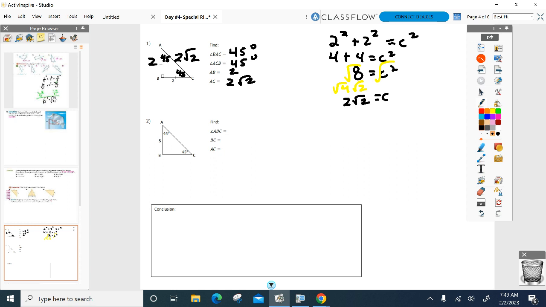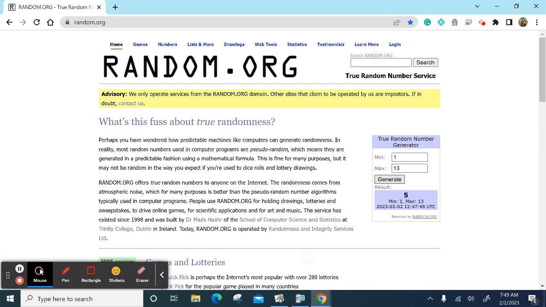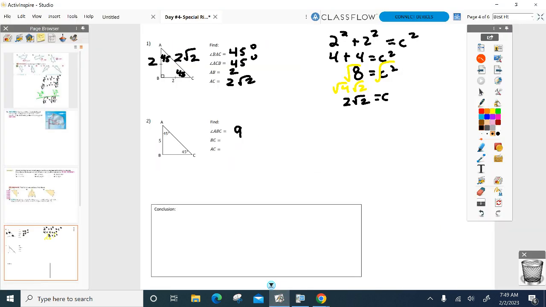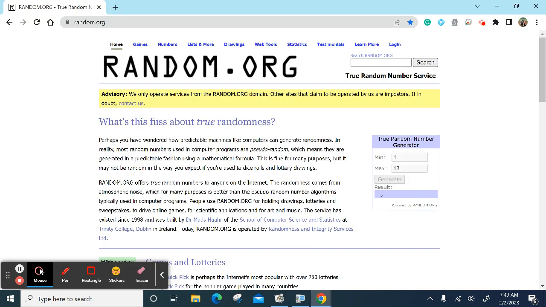You don't see it yet, but you will see a pattern after we do the next one. Notice I already put the 45s in there, so what's got to be angle ABC then? If both those angles are 45, angle ABC is going to be 90 degrees. Good. How about BC then? What's the length of BC?